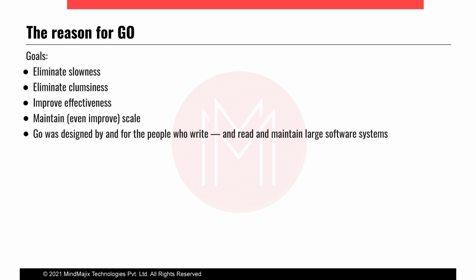They don't want clumsy code, but code they write where it is very easy to improvise the existing code and maintain it, and to scale to the benchmark they have set. So the main focus of Go is that it is designed by and for the people who write, read and maintain large software systems. So the people who write large software systems use Go more in their environment.